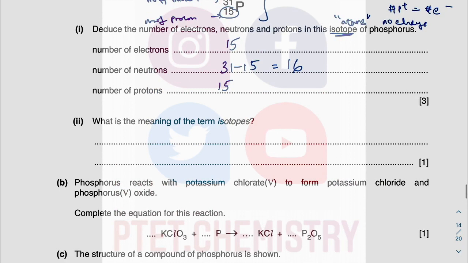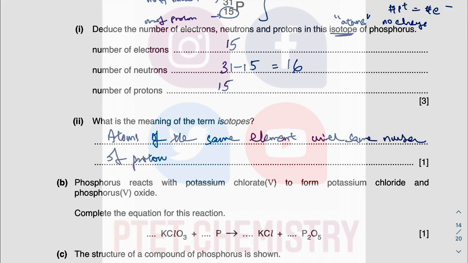So the definition of isotopes: it refers to atoms of the same element with the same number of protons, but a different number of neutrons. Okay.